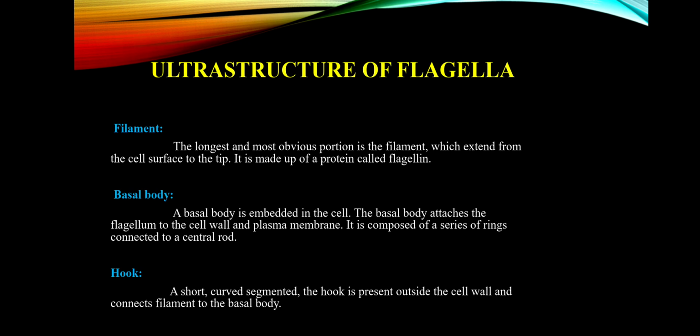Next, the ultrastructure of flagella. Filament, basal body and hook are the important structures of flagella. First one, filament. The longest and most obvious portion is the filament, which extends from the cell surface to the tip. It is made up of a special protein called flagellin. Next, basal body. A basal body is embedded in the cell. The basal body attaches the flagellum to the cell wall and plasma membrane. It is composed of a series of rings connected to a central rod.